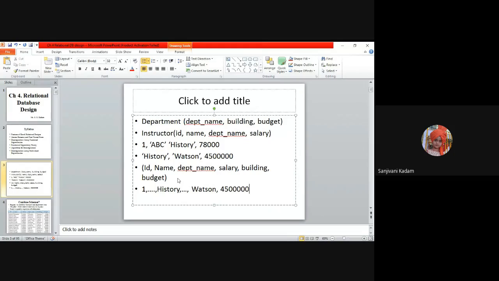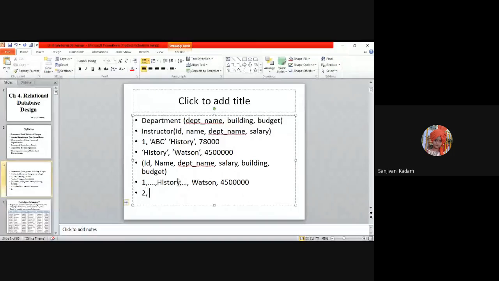Again there will be instructor 2, which may have any details but belongs to the history department, and then some salary, and after that the history department is located in the Watson building, so this information will also get repeated here. It means whatever this part of the information is, it will go on repeating as many times as there are instructors, even if there are 7 to 8 instructors, still this information will go on repeating. So this is the problem with the combined schema.